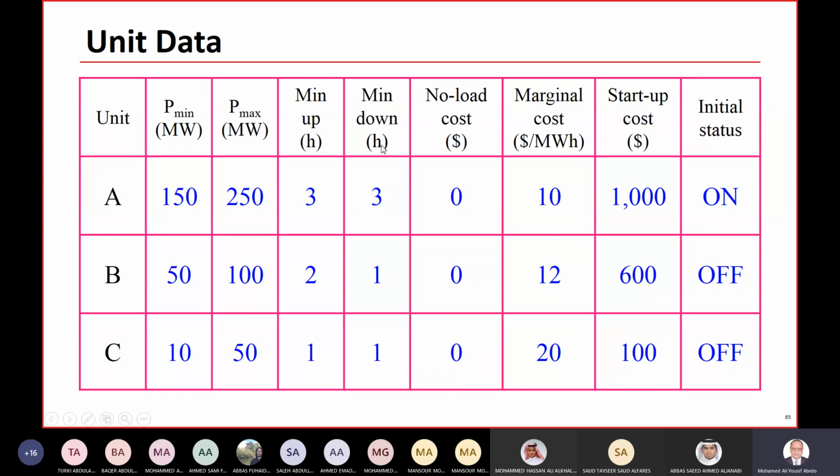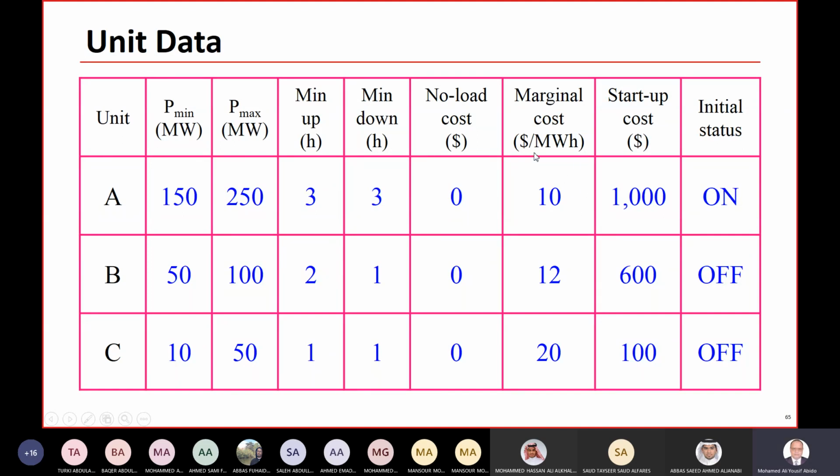The minimum shutdown time is also 3 hours for unit A. If its status changes from 1 to 0, you have to keep it at 0 for 3 hours. This is the minimum shutdown time. For the others, this is 1 hour and this is also 1 hour. No load cost is 0. There is no cost if the machine is not loaded.